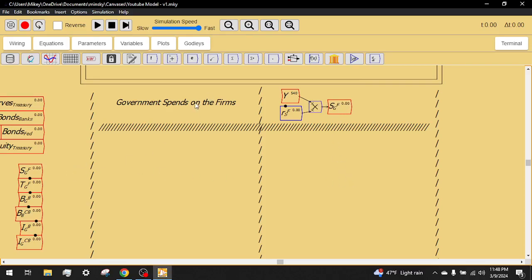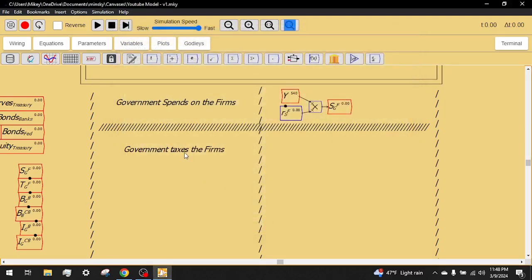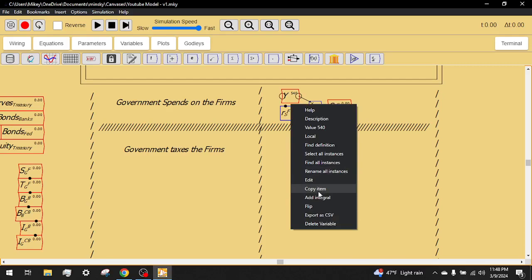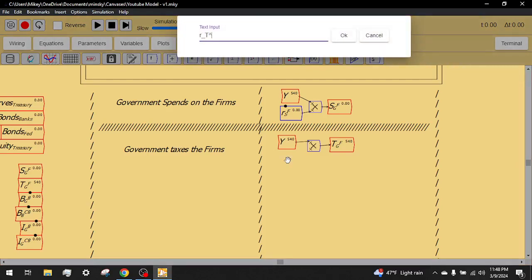We're going to do the exact same thing for the government taxation. So the government taxes the firms, and that is also going to be equal to some fraction of GDP. So the government taxation on the firms is going to be equal to some fraction of the GDP as well. So bring this over, wire that up to there, wire that up to there, and I will define a rate of taxation on the firms.